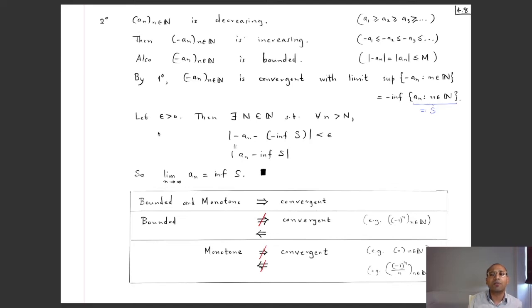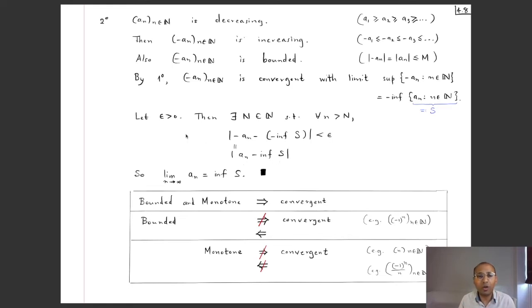Okay, so given any epsilon positive, since this sequence is convergent with limit minus the infimum of S, there exists an index capital N such that beyond that index, the distance of the nth term, which is minus an, minus the limit, which is minus the infimum of S, is less than epsilon. But you see, if I take minus as a common factor, then this minus and this minus can be taken out as a common factor, and then I will still be left with only one minus, namely this one, right? And then the mod of this is the same as the mod of an minus the infimum of S.